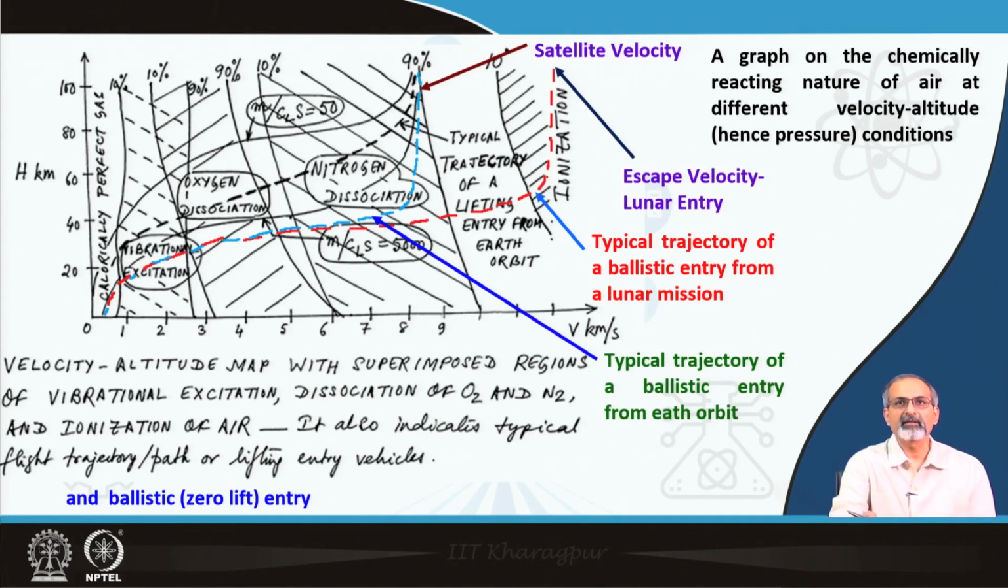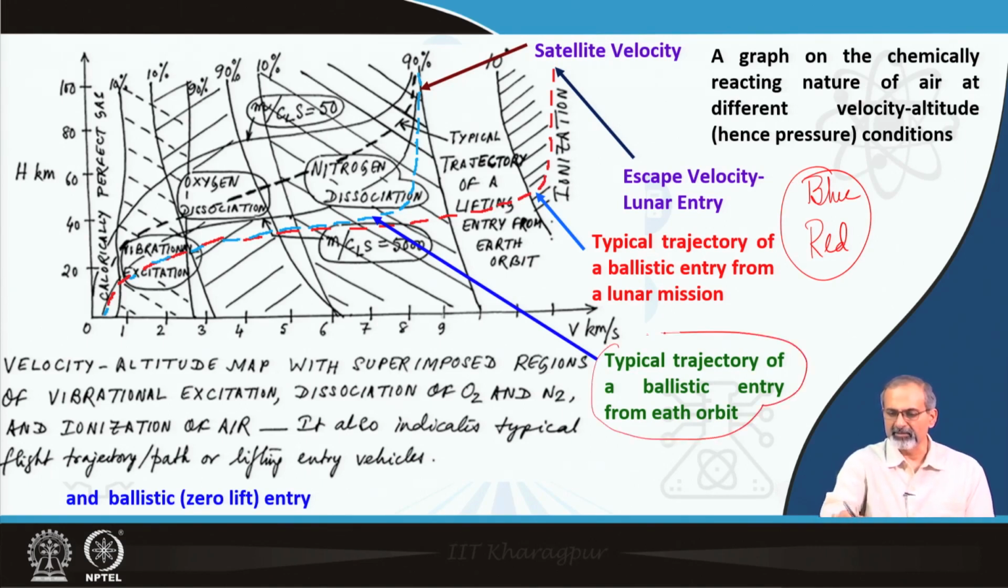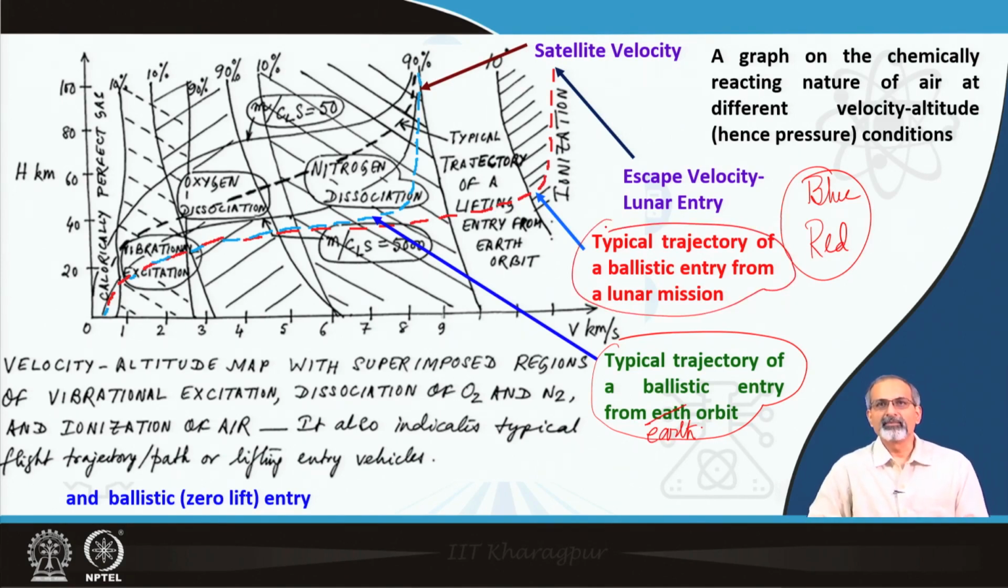The important ones are that you can see two dashed lines. One is blue colored, the other is red colored, and apart from that there are a few more markings that we have put. For the blue color, we have marked it is a typical trajectory of a ballistic entry from Earth orbit, and we have marked a typical trajectory of a ballistic entry from lunar mission. It could be mission from some other planet too, for example Mars. And then we have marked escape velocity for lunar entry.